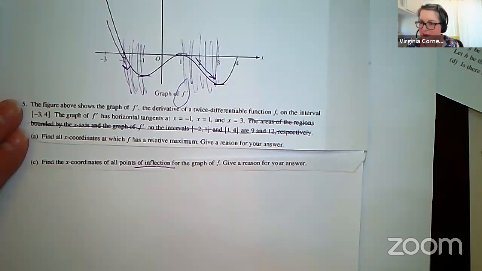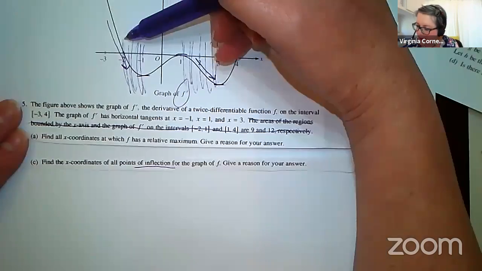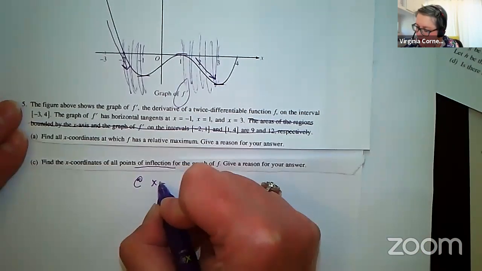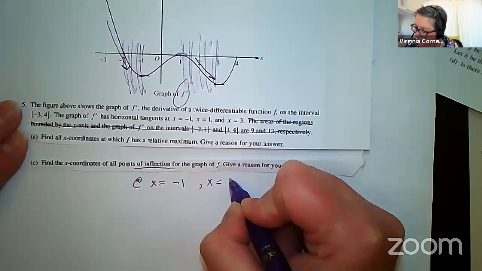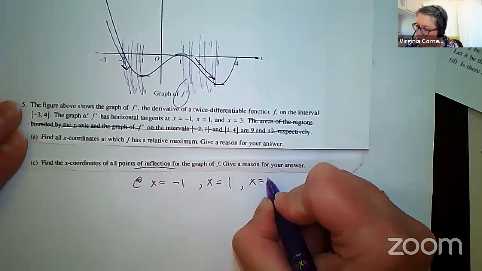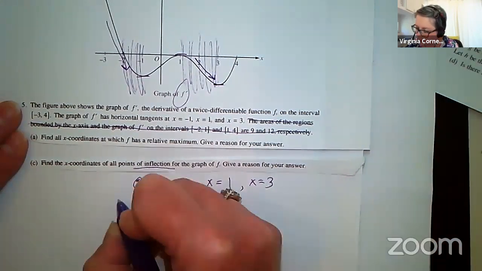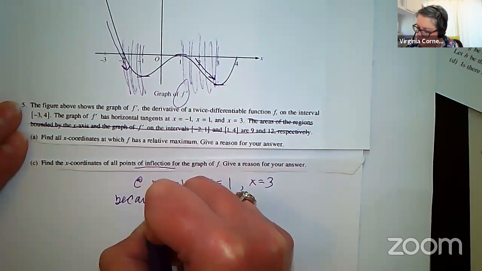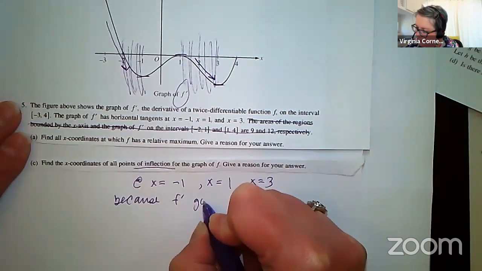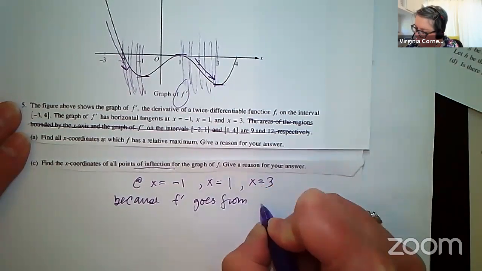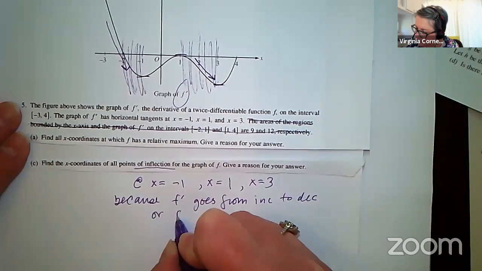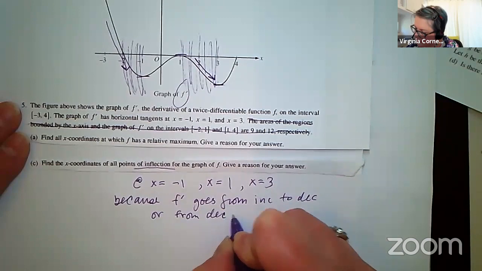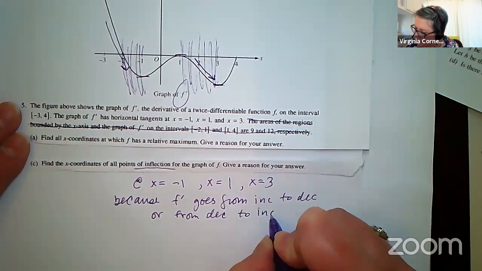So it's going to be maybe some horizontal tangents, right? Yeah. So let's see here. I'm looking at it probably happening at -1, also at +1, and then also at 3. Yep, because here's my reasoning. F prime goes from increasing to decreasing, or from decreasing to increasing.